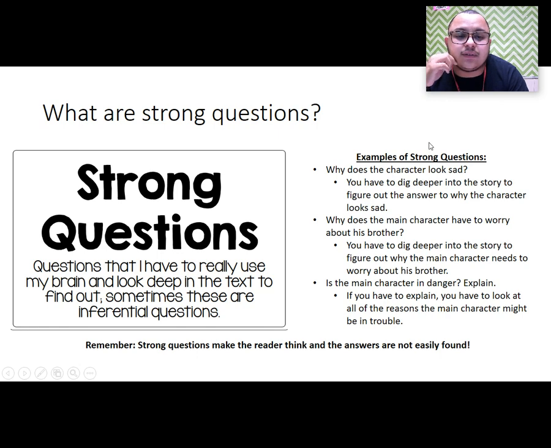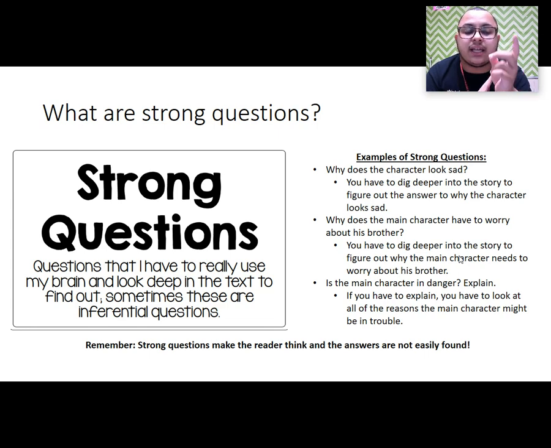So some examples of strong questions are, why does the character look sad? Well, I'm not going to know that just from looking at a picture or something. So I have to dig deeper and look at what the text is saying to figure out why that character is sad. Why does the main character have to worry about his brother? Well, that's also another question that you're going to have to dig deeper into the story to figure out what the brother did to make the main character have to worry about him. And is the main character in danger?